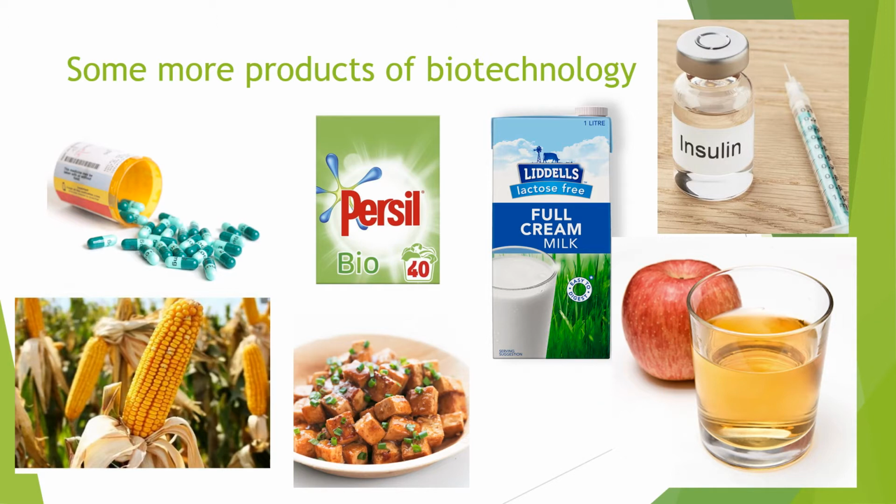These are a little bit more modern. So you've got on the left hand upper corner, antibiotics. Then you've got a washing powder, a biological washing powder. So not to be confused with a French bio, which is organic in English. A biological washing powder is a powder that uses enzymes to get rid of stains.